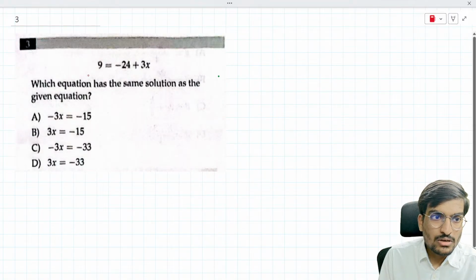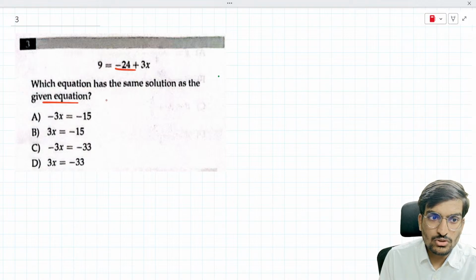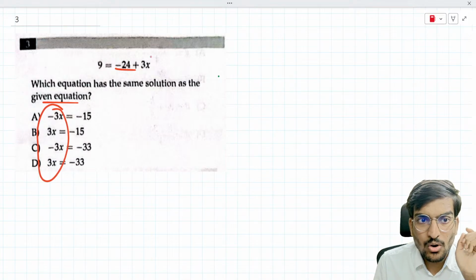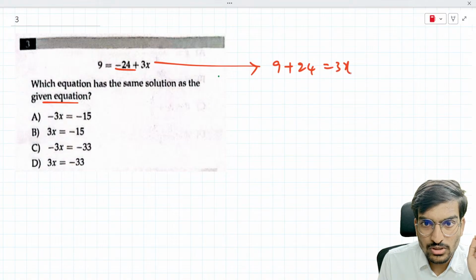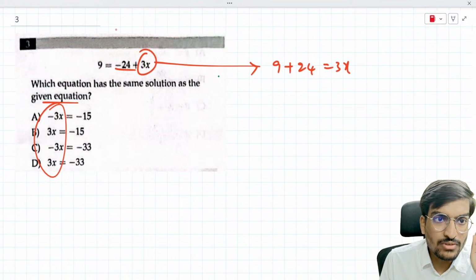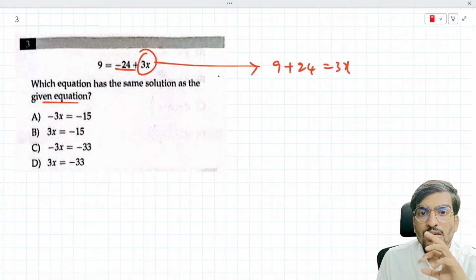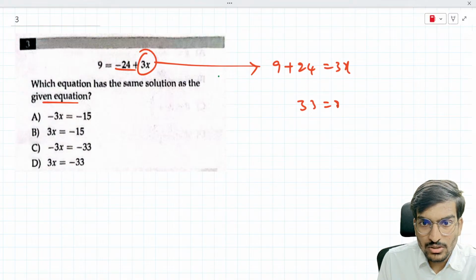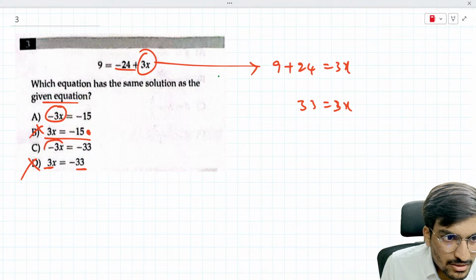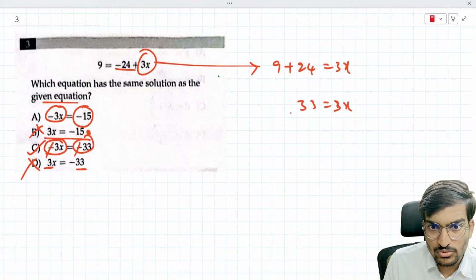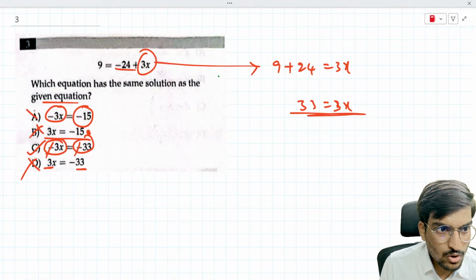So here, which equation has the same solution as the given equation? For this, what is the solution? Here they are not giving x values. You can see all of them deal with 3x. If you solve this, what do you get? 9 plus 24 equals 3x. Don't disturb this 3x because every option has a 3x. Now 24 plus 9 equals 33, equals 3x. So just check for positive 3x, but here it is negative 15. No. Positive 3x, negative 33. No. So we have negative 3x, negative 3x, negative 15, negative 33. Option C is negative, negative, positive. 3x equals 33, which matches the option we have. So option C is true, not A.